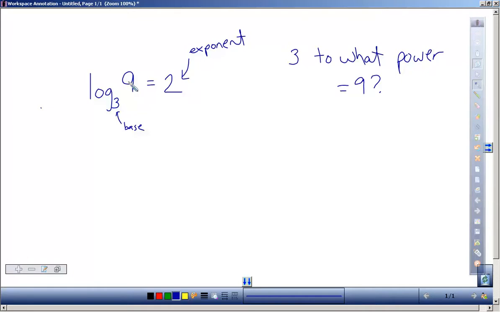So when it asks you to evaluate a log, that's what it's saying. If I have log base 2 of 16, that question is asking me 2 to what power is equal to 16. Well, 2 squared is 4, 2 cubed is 8, 2 to the 4th is equal to 16. So 2 to the 4th power is equal to 16. So 2 was the base, 4 was the exponent, and it was equal to 16. That's what a log is asking for.